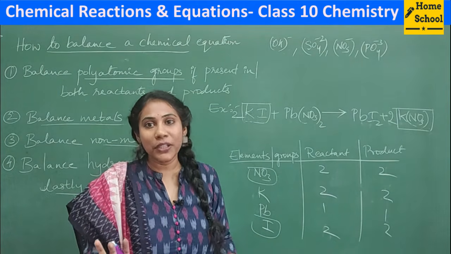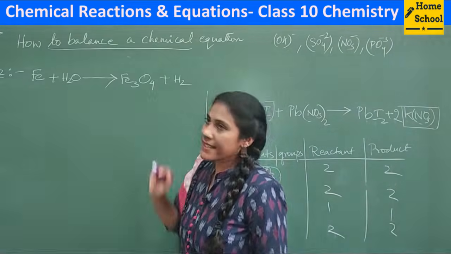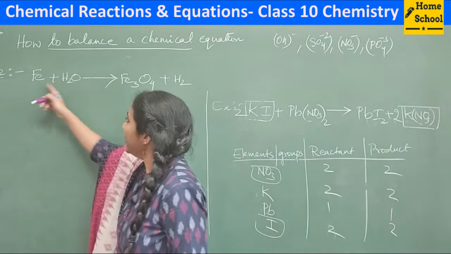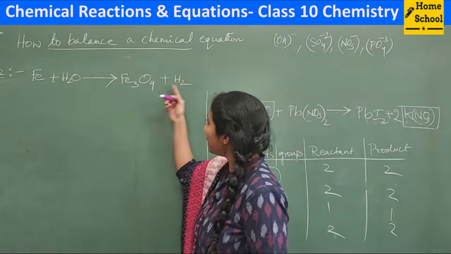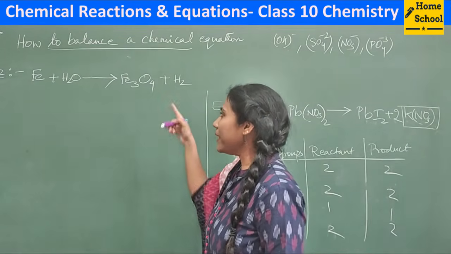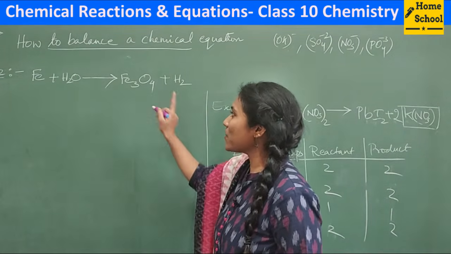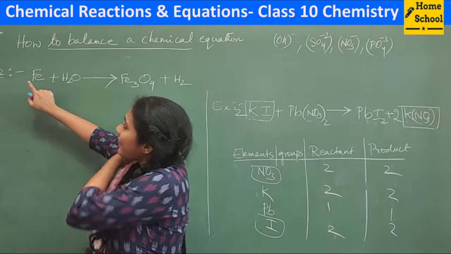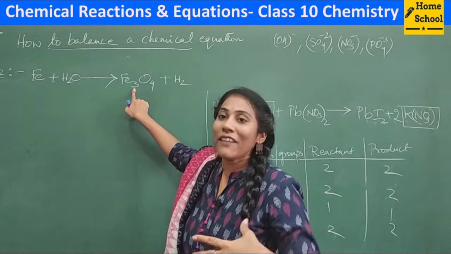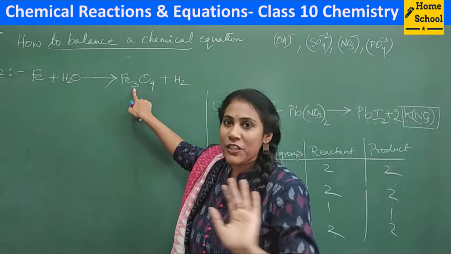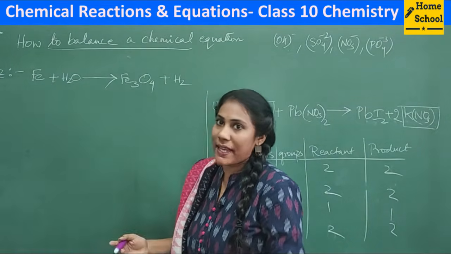Now we will learn one more example. Okay, see this example now. Fe plus H2O is giving Fe3O4 plus H2. Okay, so it is not balanced. Looking at this only you can understand. You see in the reactant side you have 1 Fe, but in the product side you have 3 Fe's. So that means the equation is not balanced. We need to balance it.